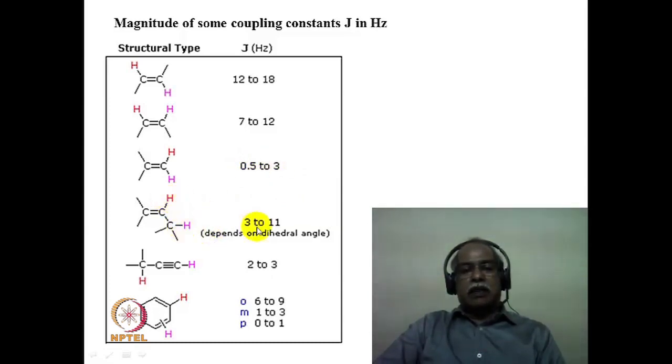This kind of vicinal coupling is of the order of 3 to 11 Hz. It depends on the dihedral angle. If it is not a freely rotating system, it will be heavily dependent on the dihedral angle. Propargylic coupling of this type is very small, typically 2 to 3 Hz is what is measured. In the case of aromatic systems, one can have ortho coupling, meta coupling as well as para coupling. Ortho coupling is the largest coupling, typically of the order of 7 to 8 Hz. Meta coupling of the order of 1 to 3 Hz is what is normally seen. One can miss the para coupling completely in the NMR spectrum because it is a very small coupling, typically of the order of 0 to 1 Hz. So oftentimes you don't see the para coupling at all.